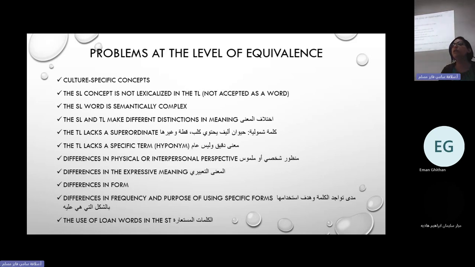It's a newly coined aspect in the English language, or actually it is in the Latin and Greek languages. Okay? The target language lacks a specific term. It's not there. We don't have it. Okay? Differences in physical or interpersonal perspective, المنظور الشخصي أو الملموس. Your experience as a translator: is it there? Is it not? Do you know the equivalent? Do you not? Okay. Differences in expressive meaning, المعنى التعبيري.